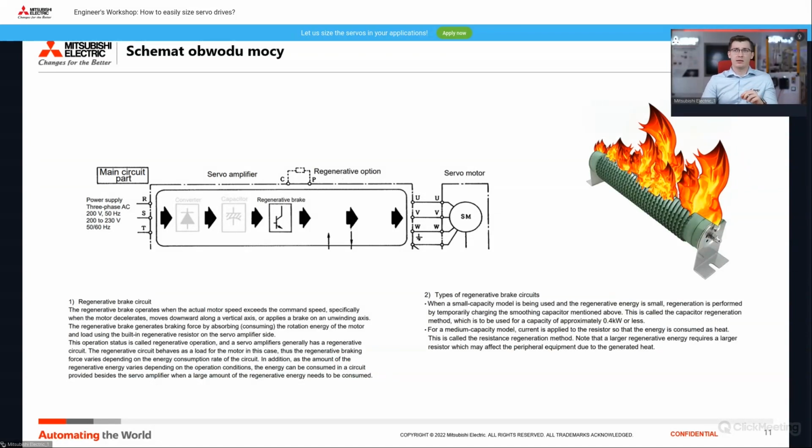The question in your head probably is, okay, but how do we know when we need the external regenerative brake? The answer is very easy, and I will show it later. We just use the Motorizer software, and this software will tell you if in the application you will need a regenerative brake, or if this built-in regenerative brake will be enough.